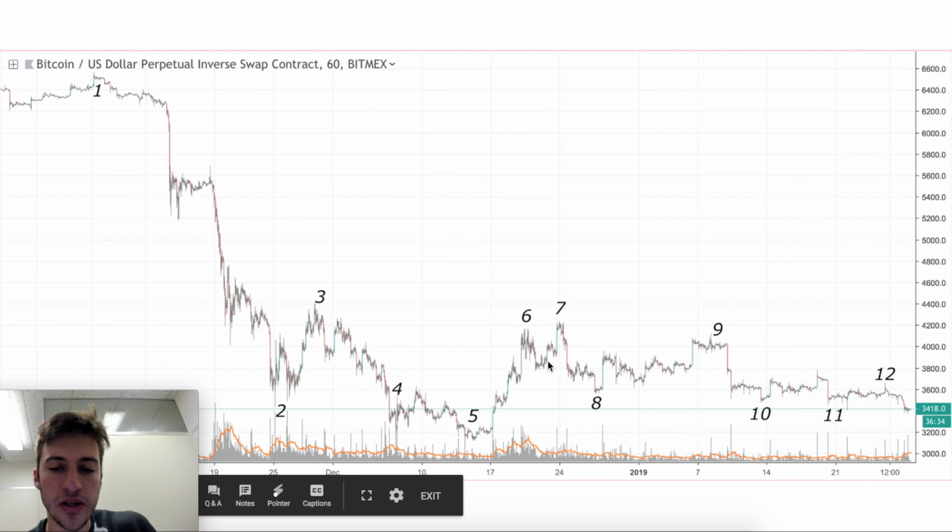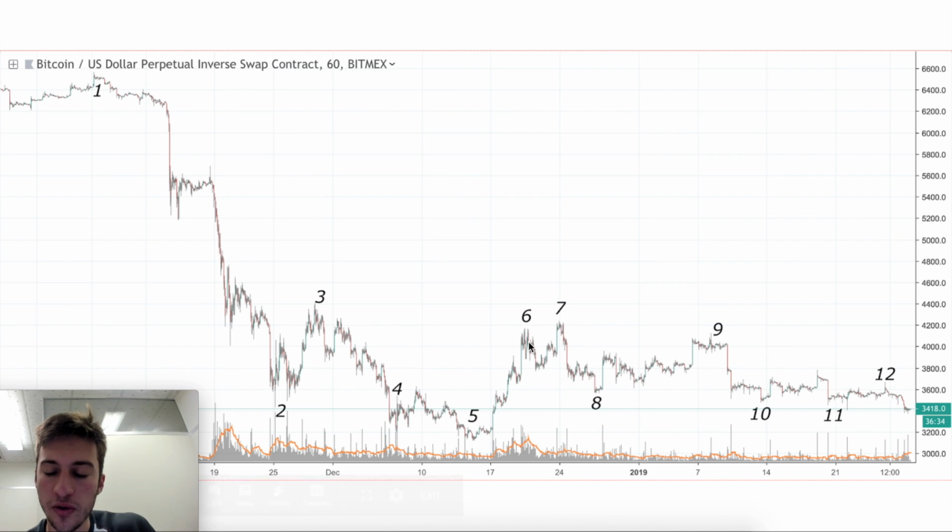And point number 6 was here, where price goes from about 4,200 down to a low of about 3,800. So pretty significant price drop. Then price rallies back up to point number 7.